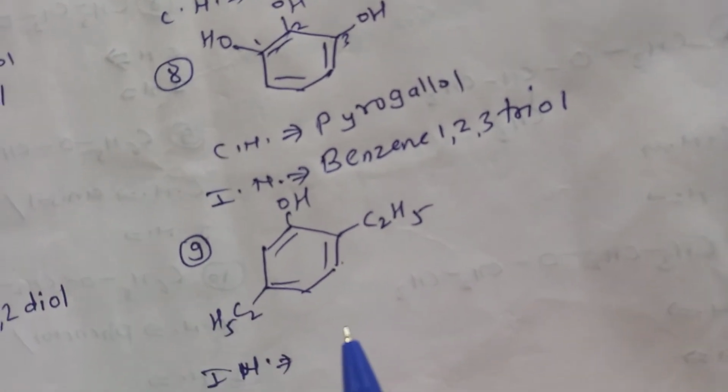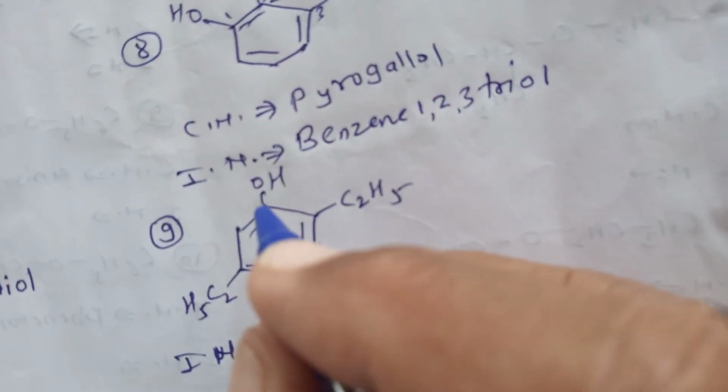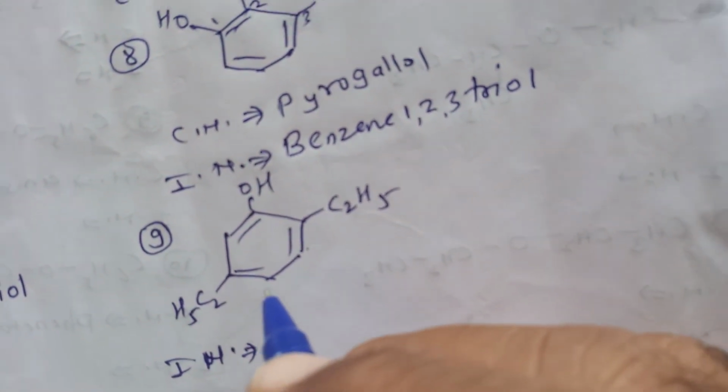And the last example, this is a different example. 2 ethyl groups are attached along with the hydroxyl group.